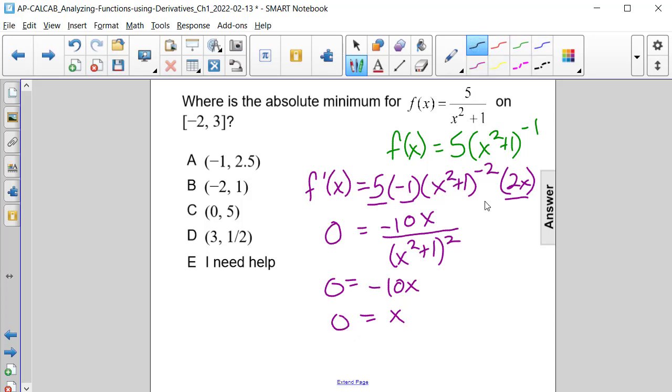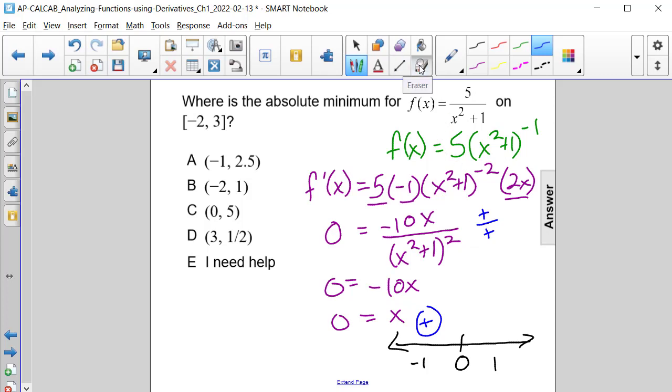Let's use that to create our sign chart. So 0 is our critical value. We're going all the way down to -2, so we can substitute -1 as our test point, and then going up to 3, we can use 1 as our other test point to see the behavior of the function. When we substitute -1 in first, -10 times -1 is +10, and then (-1)² is +1, 1 plus 1 is 2, 2 squared is +4. That's also positive. Positive divided by positive is positive, so our function is increasing from -2 up to 0.